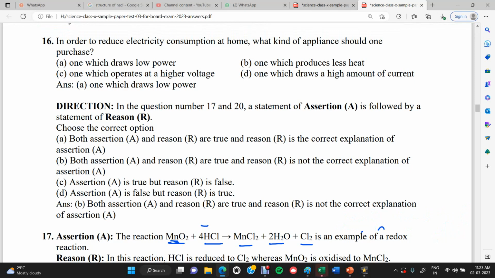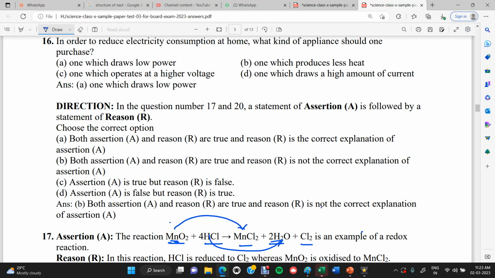Okay. Simply we can say, what happens in the Mn? Here oxygen is there, right? Here oxygen is not there. So here oxygen has been removed from here to here. So removal of oxygen is reduction. Here HCl, water is not there, but water is added here. So oxidation. So it is a redox reaction, right?